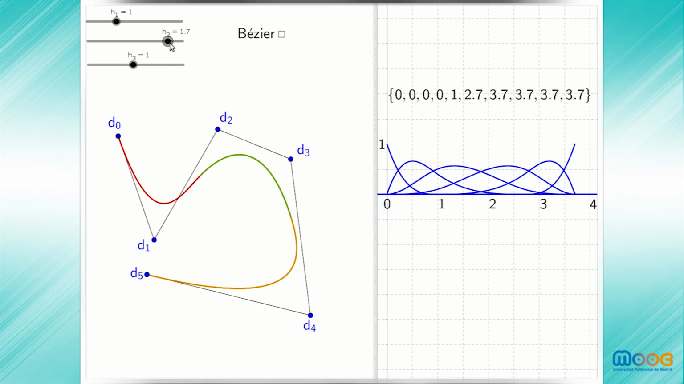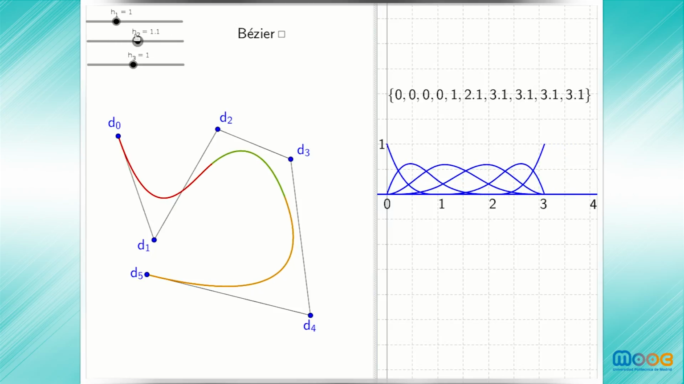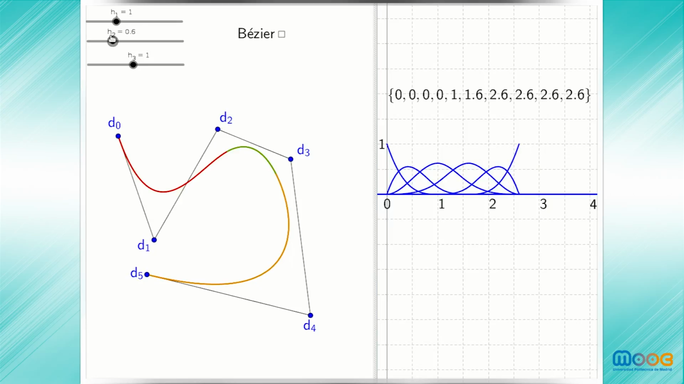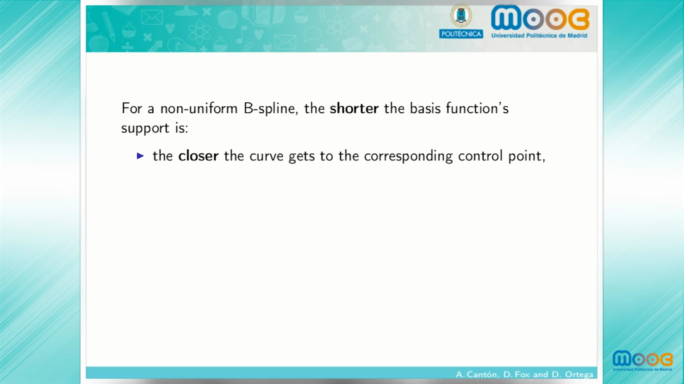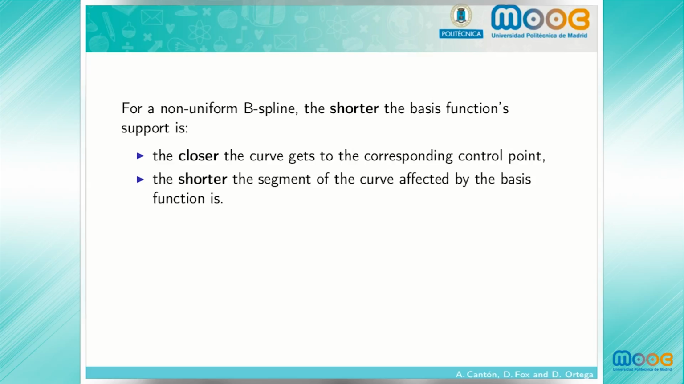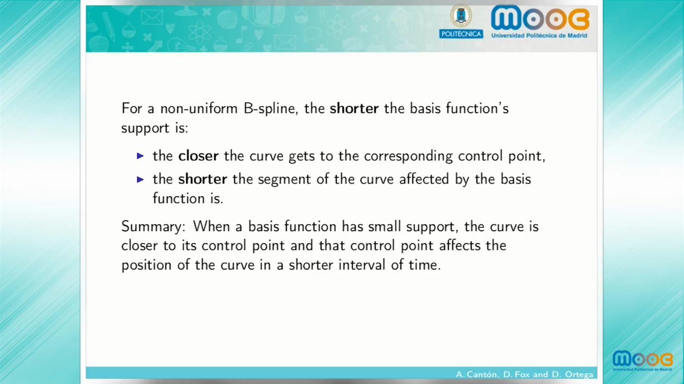If instead we make H2 smaller, the green middle part gets shorter and closer and closer to the segment between D2 and D3. For a non-uniform B-spline, the shorter the basis function support is, the closer the curve gets to the corresponding control point. The shorter the segment of the curve affected by the basis function is. In summary, when a basis function has small support, the curve is closer to its control point, and that control point affects the position of the curve in a shorter interval of time.